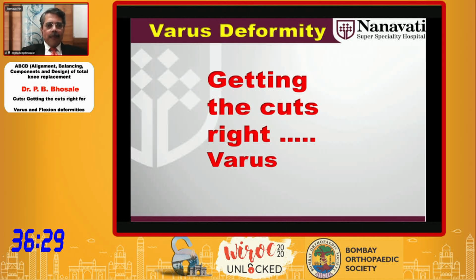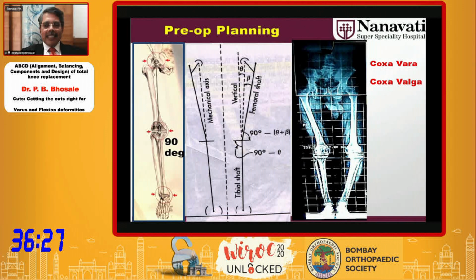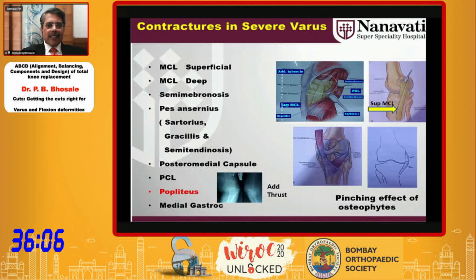So basically, all this confusion about the alignment, but I follow the mechanical, and I go tibia 90 degree to anatomical, and mechanical is same for the tibia. And you can see varus is the most common deformity. Everybody should know these basics, and I'm just talking about the basics of varus deformity.